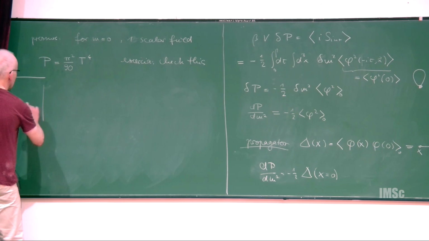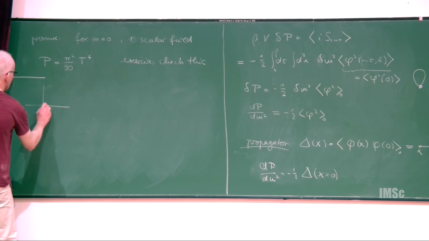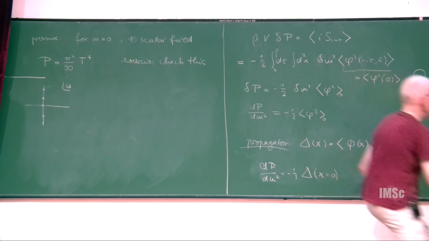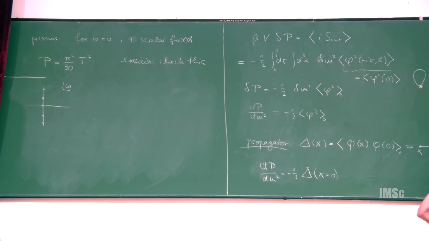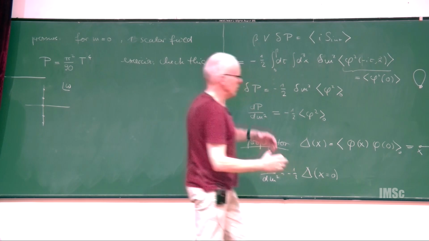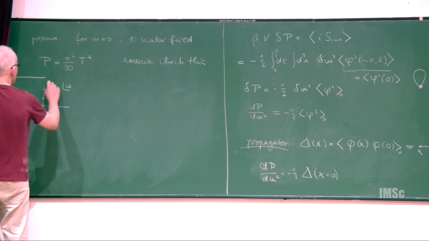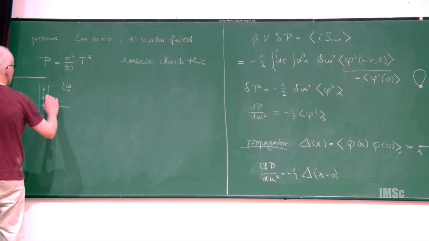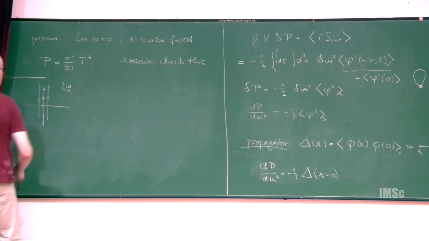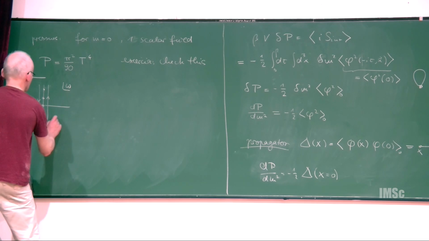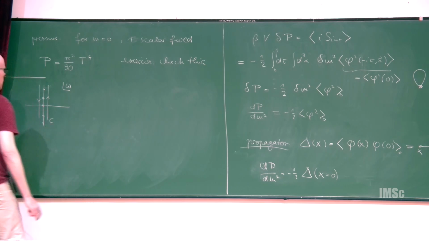We can make the circles bigger, so here are our poles. This is again the complex omega plane here. Same here. When we make the circles bigger, they percolate at some point, and then the contour becomes this one. So now this is the contour C, I call it.